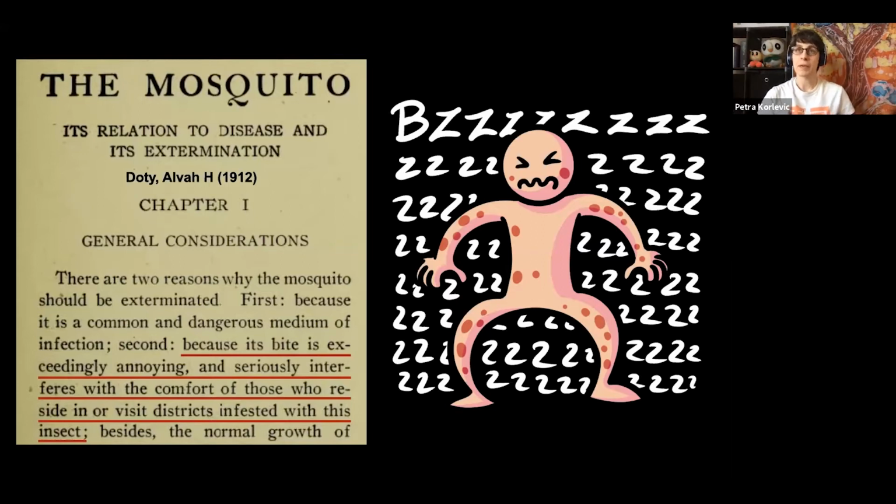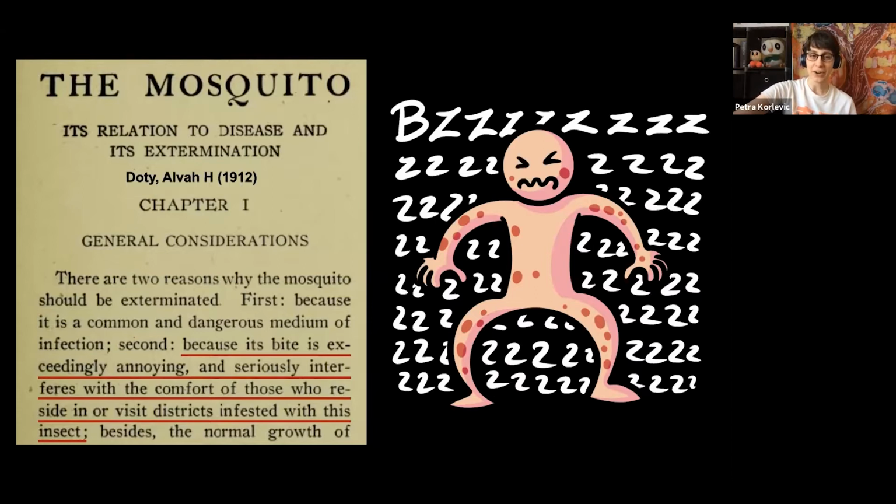So for most people in temperate climates, mosquitoes are nothing more than a really annoying nuisance during summer. Some people might have really bad allergic reactions to mosquito bites, but in principle, they're not that detrimental. Although if you look at this booklet from 1912, that talks about why we should exterminate mosquitoes, it says, because its bite is exceedingly annoying and seriously interferes with the comfort of those who reside in or visit districts infested with this insect. Very bold claims.